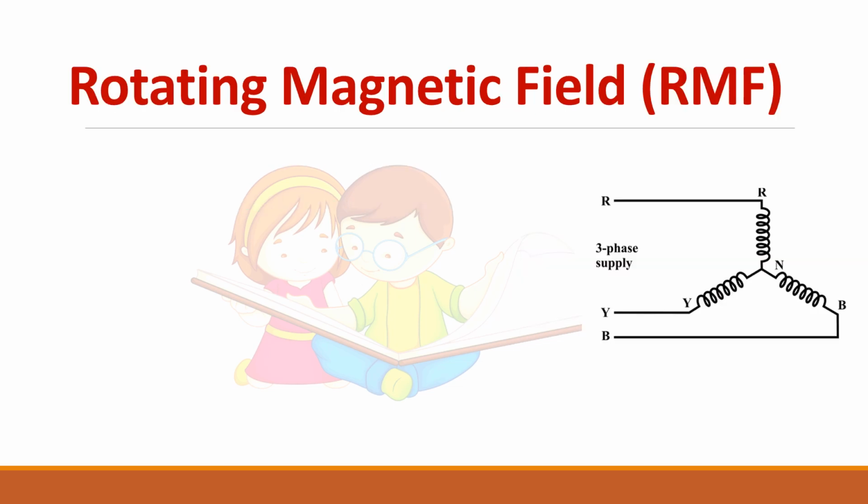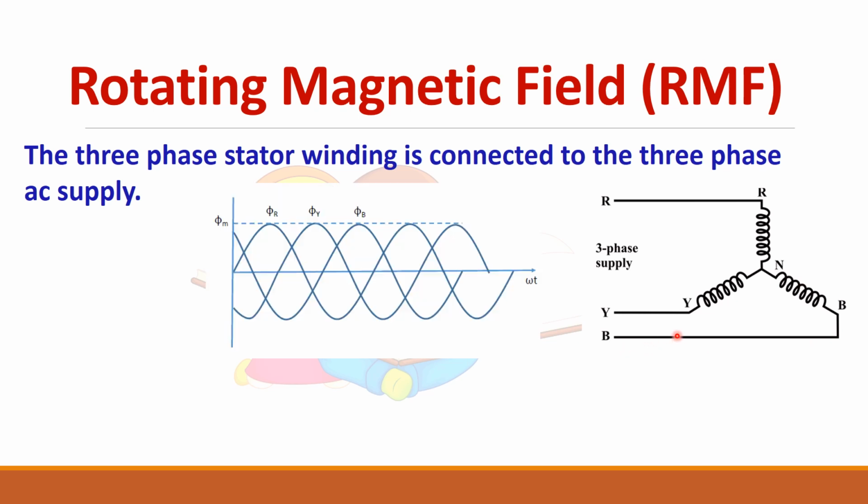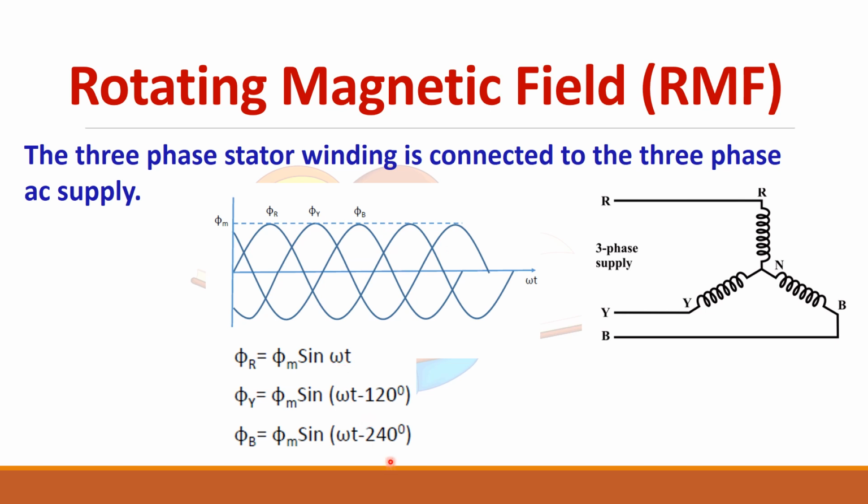Rotating magnetic field is an important topic in three-phase induction motor, because without this rotating magnetic field, induction motor will not work. When you give this three-phase supply to the three-phase winding of the stator, three fluxes will be produced which are displaced by 120 degree. The resultant of this flux will interact with the rotor conductors or rotor current, and that produces a torque which makes the motor to rotate. So it is necessary to understand how this rotating magnetic field is produced in three-phase induction motor.